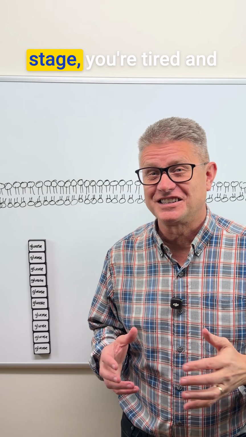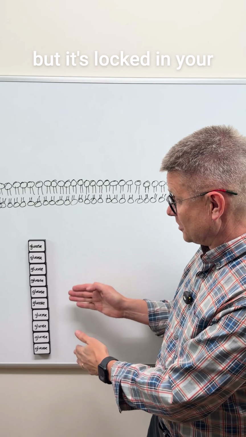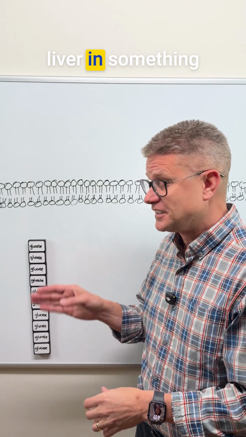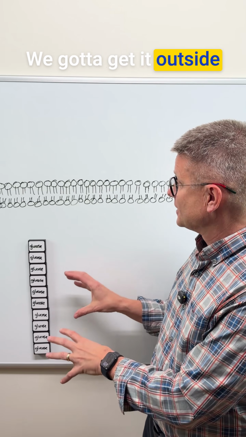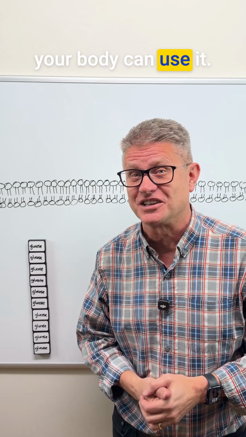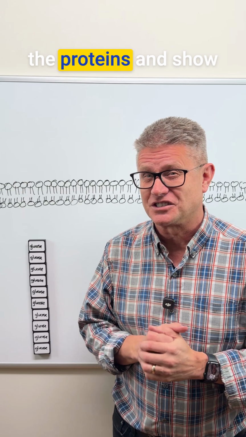Okay, let me set the stage. You're tired and you need some sugar, but it's locked in your liver in something called glycogen. We've got to get it outside the cell so that your body can use it. And so let me set up all the proteins and show you how this works.